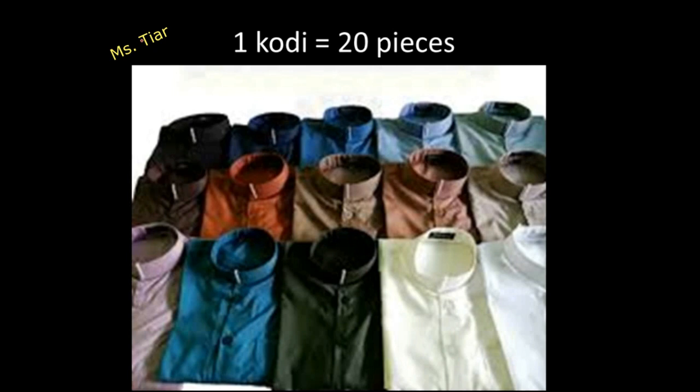We have 1 kodi. 1 kodi equals 20 pieces. Usually, kodi is used to show the amount of clothes. Look at this part. We have 20 t-shirts here, or baju koko in bahasa, so it means 1 kodi equals 20 pieces.